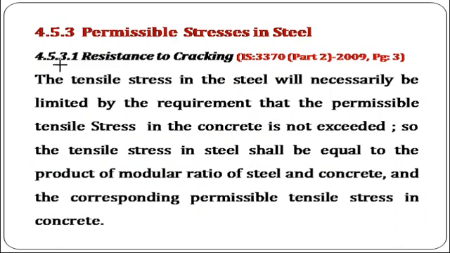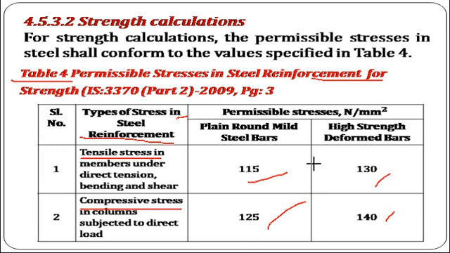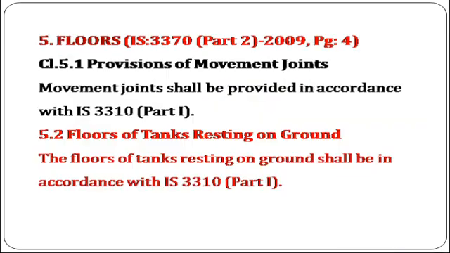Then permissible stresses in steel, especially in resistance to cracking, that we have to check in 4.5.3. Again, for strength calculation, the permissible stresses in steel reinforcement are given by the code for the types of stress in the steel reinforcement, that may be tensile or compressive. Based on that, these values for plain mild steel bars and high strength deformed bars or TMT bars, we have to consider for tensile as well as compressive stresses.